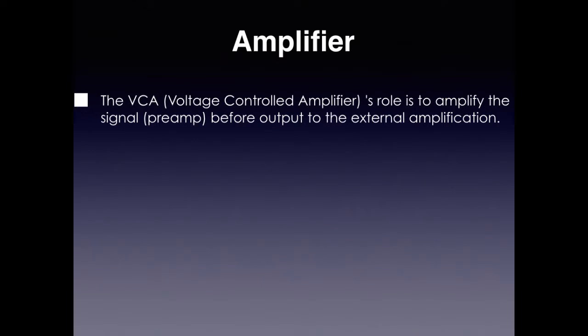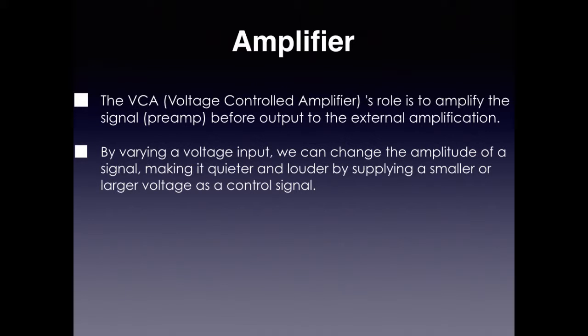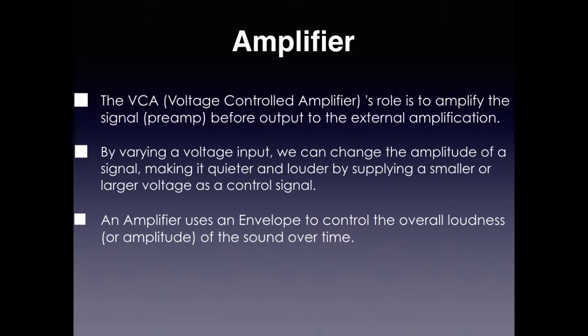external amplification. By varying a voltage input, we can change the amplitude of a signal, making it quieter or louder by supplying a smaller or larger voltage as a control signal. An amplifier uses an envelope to control the overall loudness, or amplitude, of the sound over time.